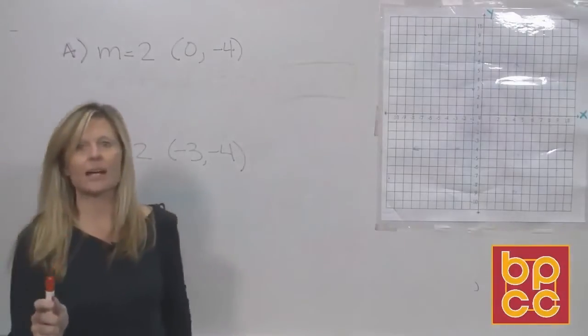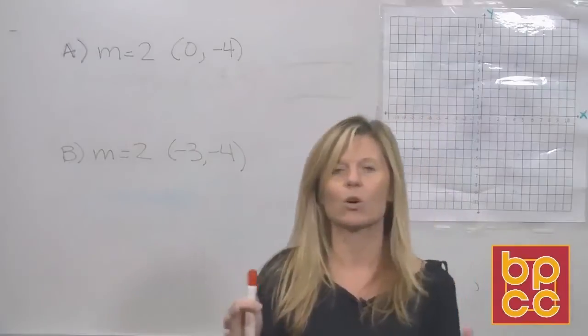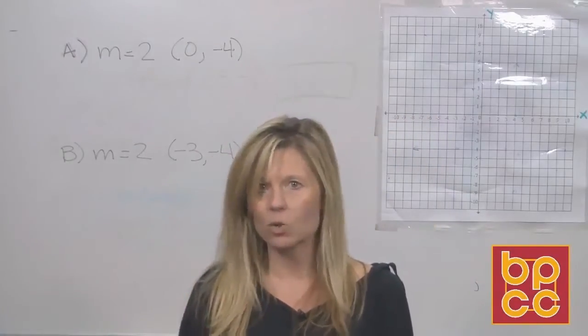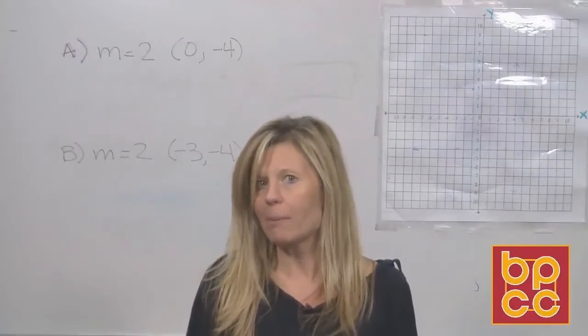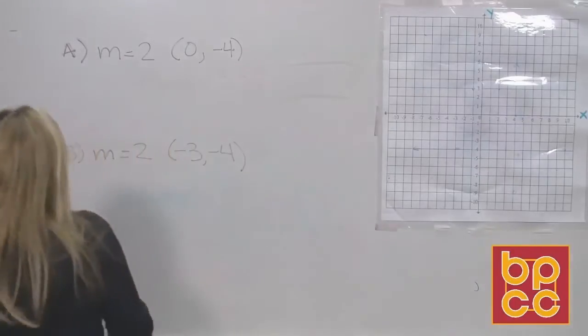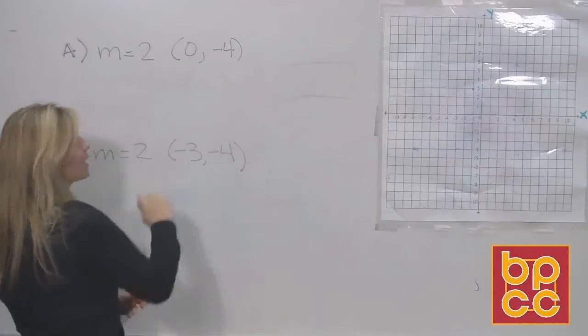The directions say, write an equation of a line. I want the final answer to look like an equation. It's got to have an equal sign. It's got to have variables, x, y, or both. It's got to have some numbers. Okay? I'm going to give you how many clues? 2. Always 2. So here we go, detectives. Here are your 2 clues. M equals 2, and the point (0, negative 4).